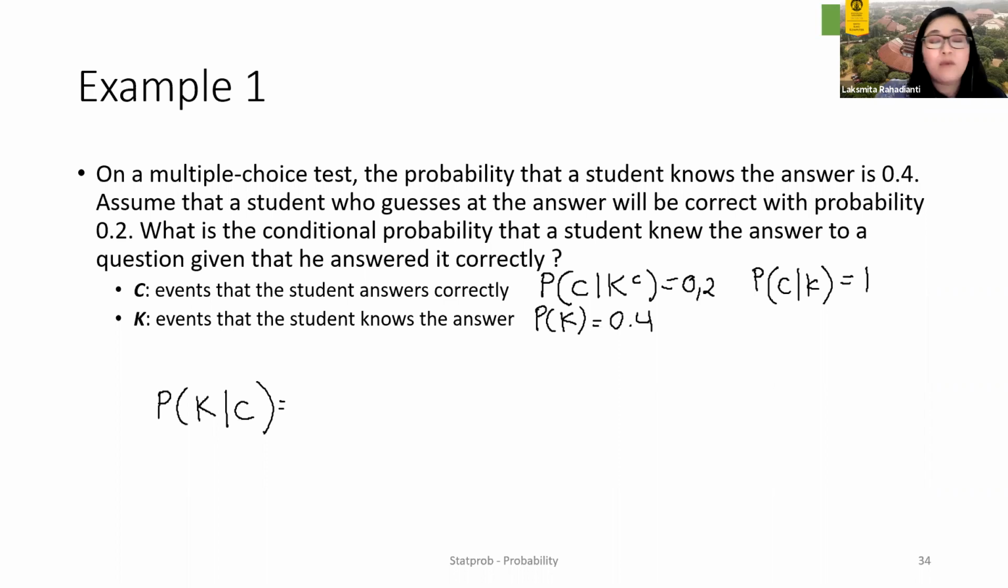If I know it, why wouldn't I put the correct answer? So what I want to stress here is that when you're defining your variables, when you're trying to solve the question, don't forget to write down these assumptions. So you're assuming that P(C given K) is 1.